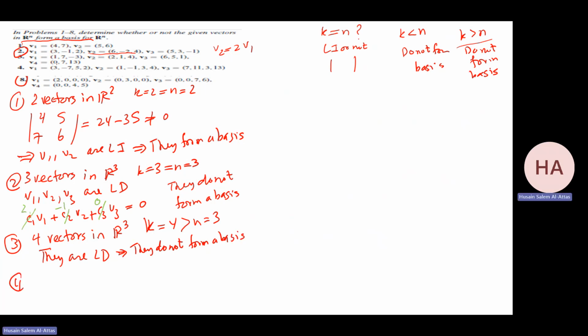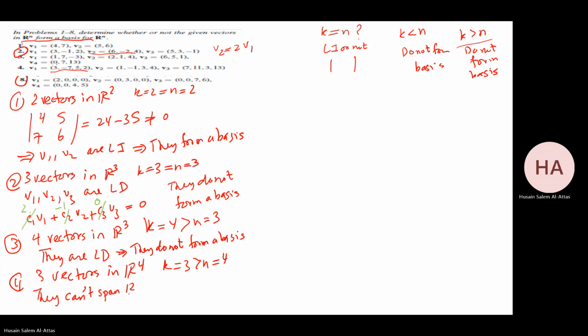4, I have what? 1, 2, 3. I have 3 vectors in R4. Why is it R4? Because it is very clear, this vector has 4 components, so it's in R4. So k, which is 3, is less than n, which is 4. So they cannot span R4. So they don't form a basis.